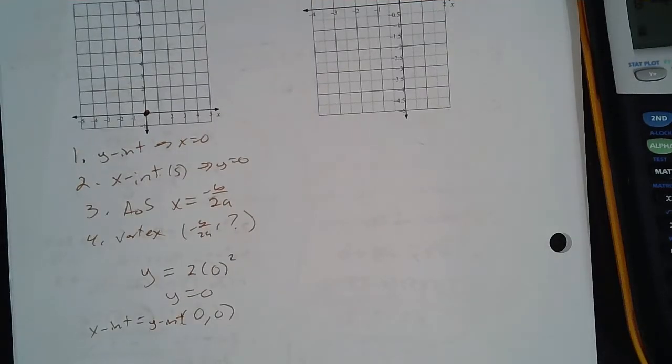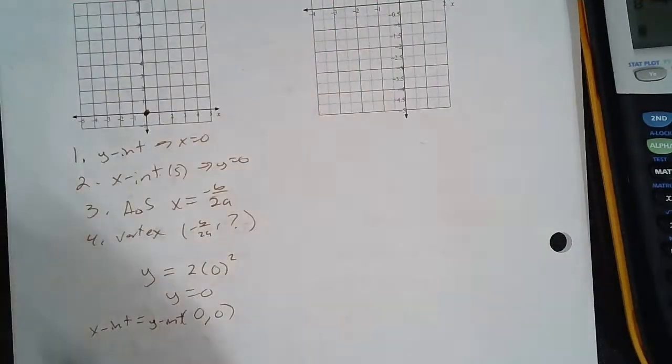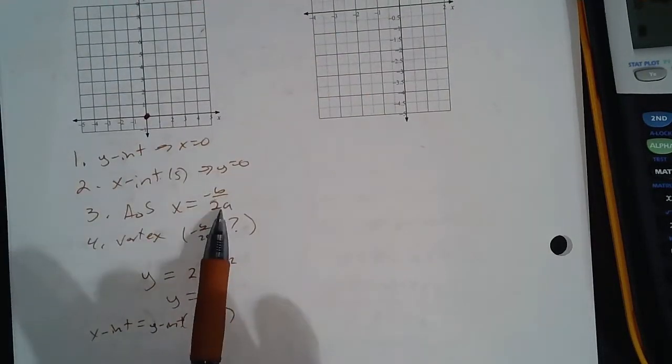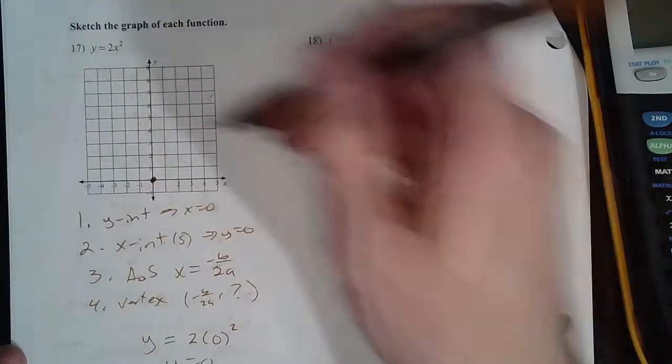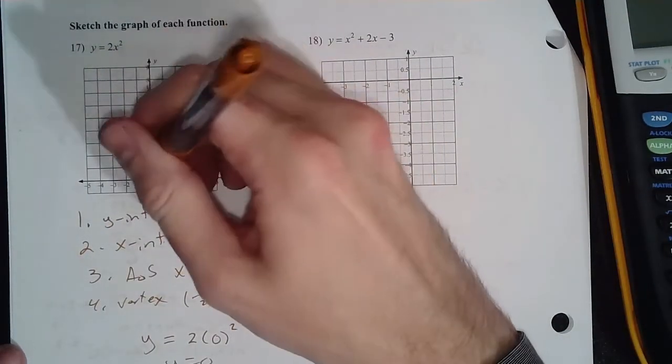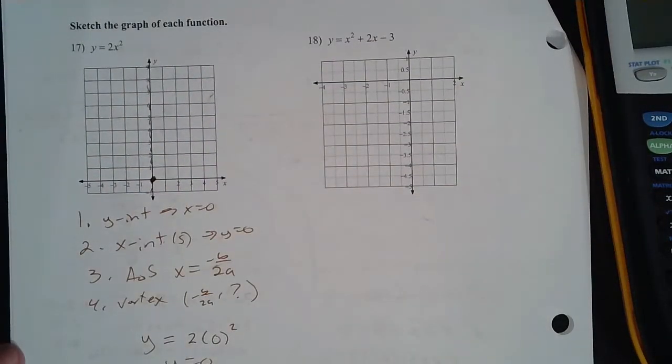It's both of them. It's the axis of symmetry, and it's also the vertex. Because if I did negative b over 2a, there is no b in this question. So it is both the axis of symmetry going up and down, and the vertex. So how am I supposed to get some other points?